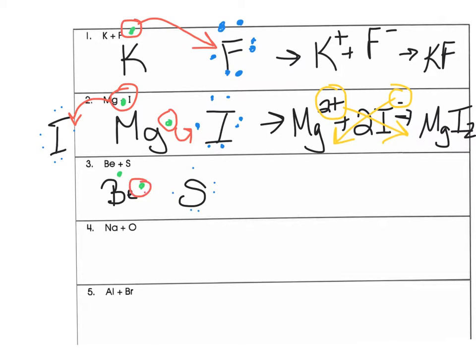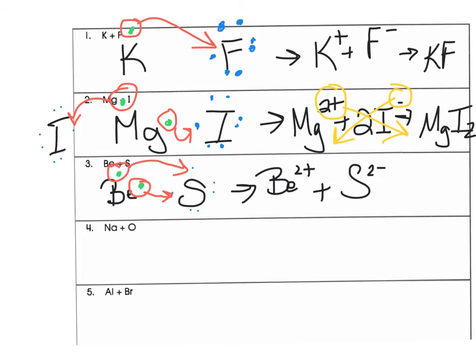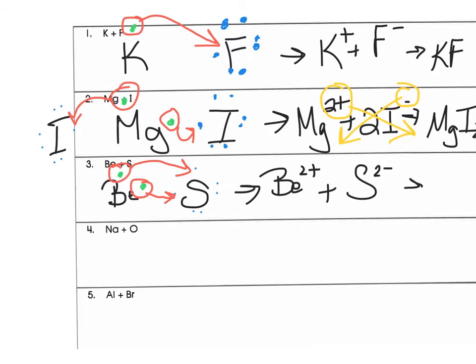So beryllium has 2 to give. And unlike iodine, sulfur can take both of those. So they're going to both get drawn that direction. And so what you wind up getting is beryllium with a 2+ charge and sulfur with a 2- charge. But it only took one of each to make the compound.